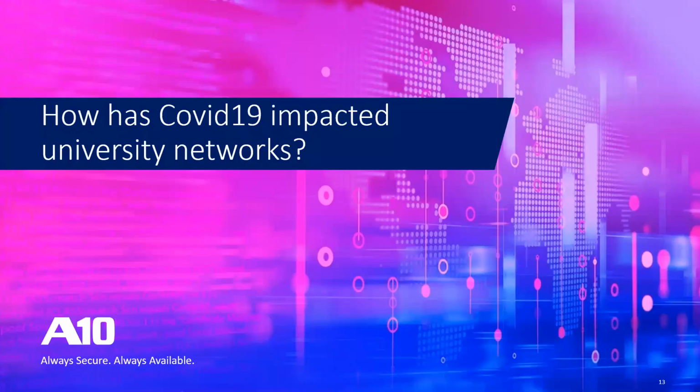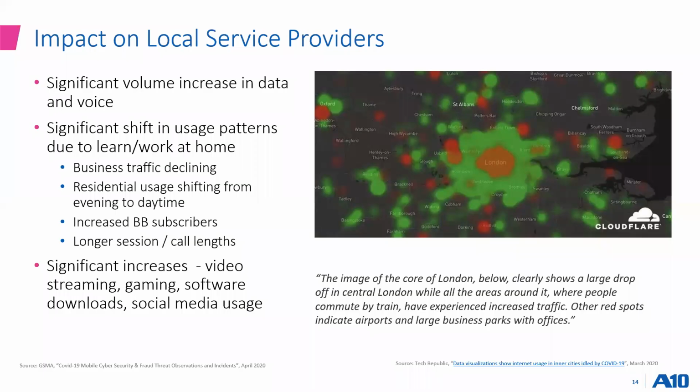All right, so let's talk a little bit more about the pandemic and how that has impacted university networks. Let me start with a general comment about service providers and what we've seen from them, because we have a lot of infrastructure in mobile network operator networks, as well as cable operators and ISPs all over the world. When the pandemic first hit and businesses and schools sent everybody home, and everyone started working, playing, and studying from home, it had an impact on service providers and the networks overall.